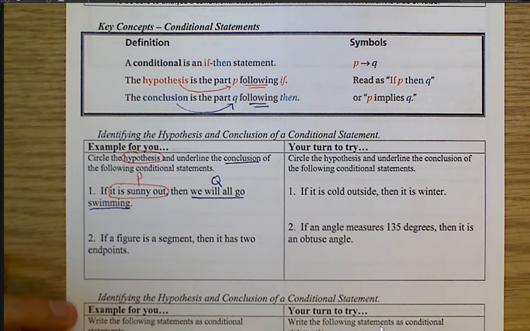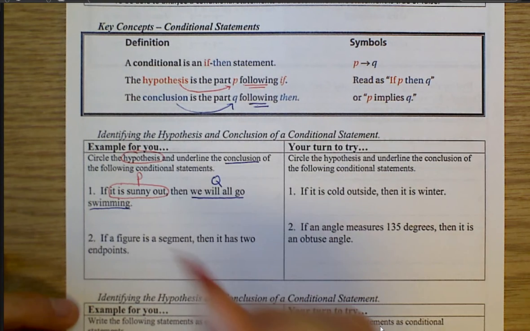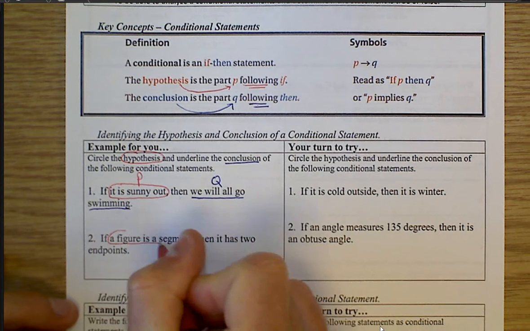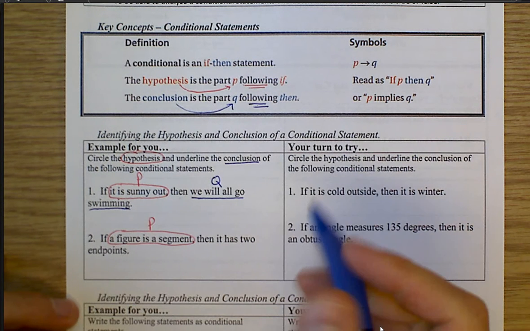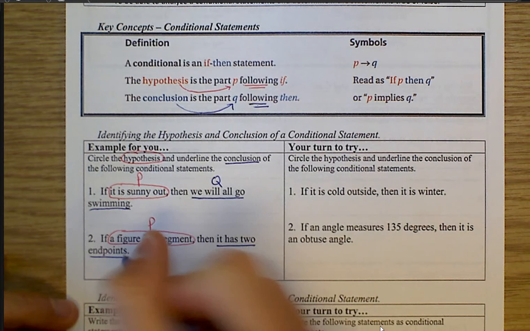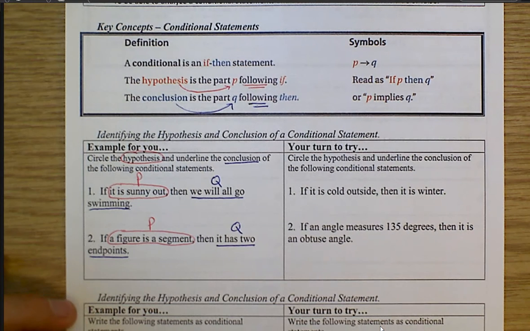Okay? So number two, if a figure is a segment, so the hypothesis would be a figure is a segment, P, then it has two endpoints, so it has two endpoints would be your Q. There's your if P, then Q. Go ahead and hit pause and try the ones right over here, numbers 1 and 2, and see if you did it correctly. All right, we're back at it.